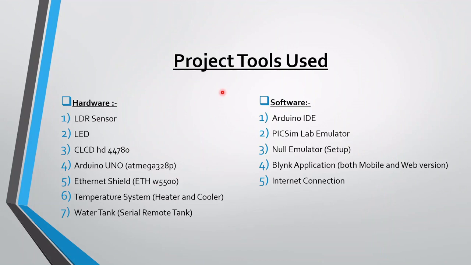So, what are the project tools we have used here? Here we have used hardware components as well as software components. The hardware components are as follows: LDR sensor, LED, CLCD, Arduino Uno, Ethernet shield, temperature system, that is heater and cooler, and water tank. The software components are Arduino IDE, PICSimLab emulator, null emulator, and the Blynk application, both mobile and web versions are needed, and a strong internet connection is a must.